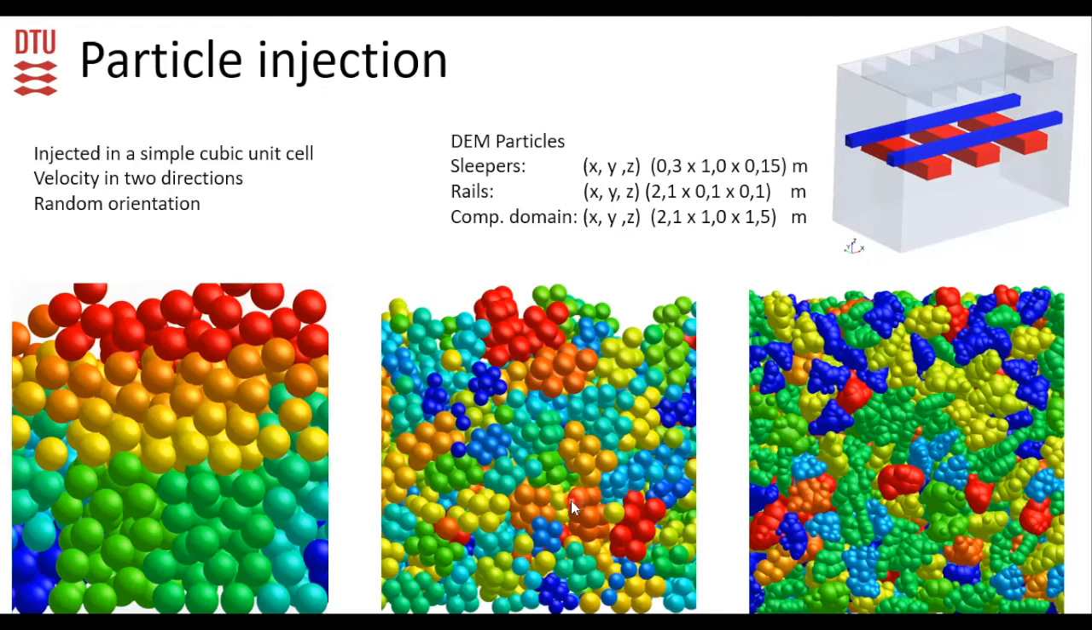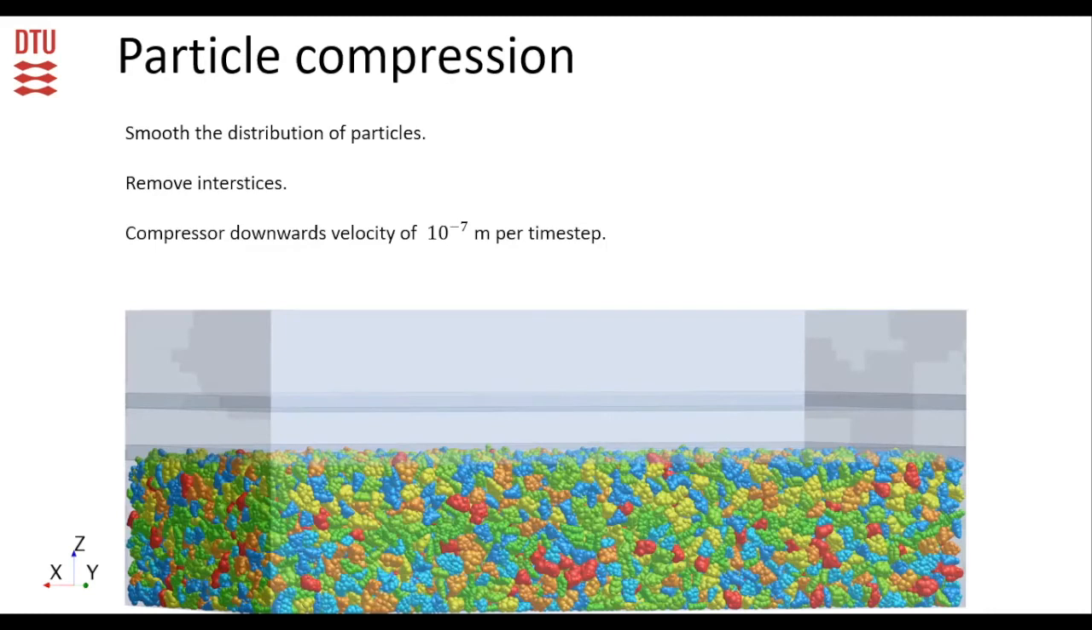The sizing distribution of the clumps follows the size distribution of the 3D scanned stones. After injection, the ballast is compressed in order to smooth the distribution of particles and to avoid interstices in the ballast. This is shown here for compression of the 3D scanned stones. The compression is performed using a ballast compressor modeled as a wall filling the horizontal cross-sectional area of the simulation domain. The compressor is moved with a downward velocity of 10^-7 meters per time step.